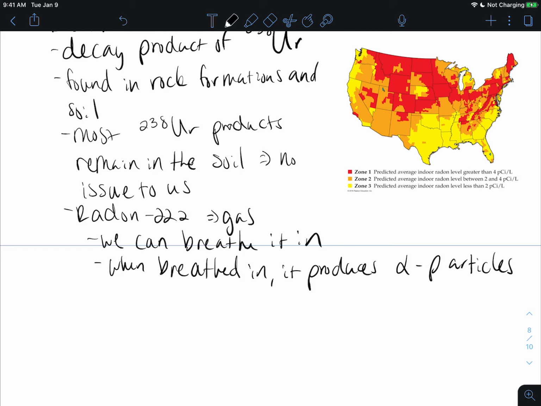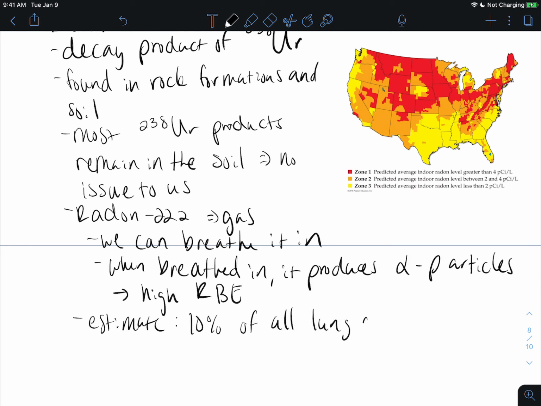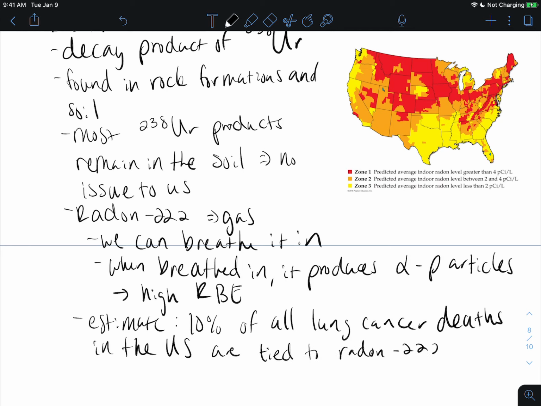And they have a high relative biological effect. The estimate right now is 10% of all lung cancer deaths in the US are tied to radon-222. So it can be fairly harmful.